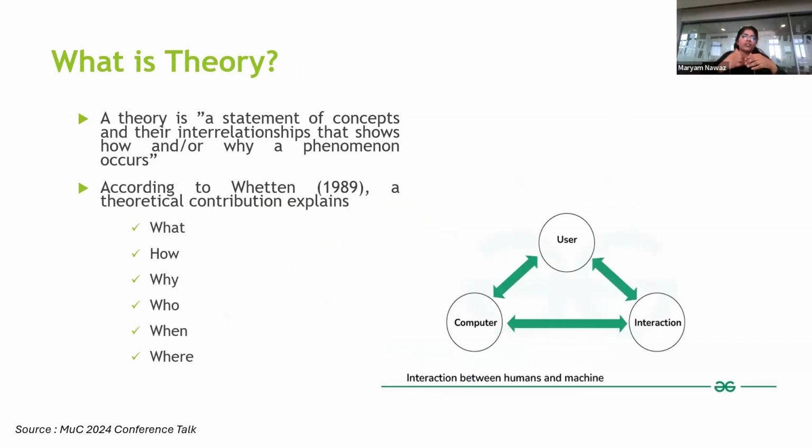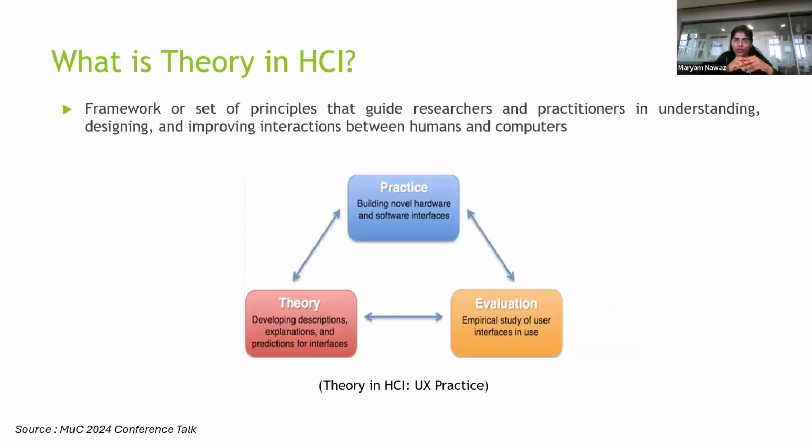So what exactly is a theory? It is a statement of concepts and their interrelationships, explaining when a phenomenon occurs. It gives you the reason: what, how, why, who, when, and where the phenomenon occurs. When we talk about theories in human-computer interaction, it is a framework or set of principles which tells researchers or practitioners how to design and improve interactions between human and computer while working on information systems, technology, and the human factor. We can take an example of UX practice, the user interfaces and interactive interfaces. There is a part of theory and a part of practice when designing novel hardware and software interfaces, and then there is an evaluation part, which involves humans using the interfaces.